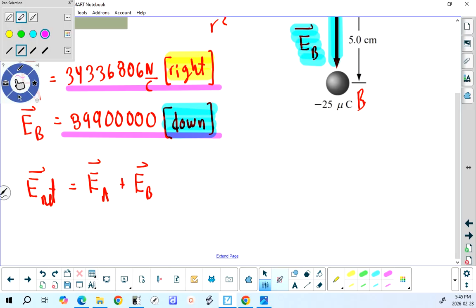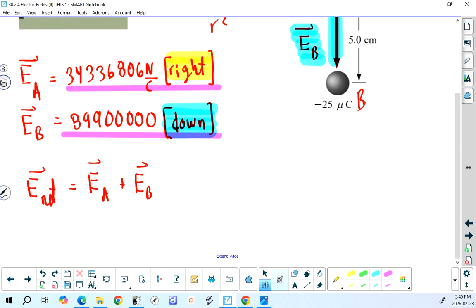Well, how do you add vectors? You add them being aware of the direction. If the two vectors are in the same direction, you simply add the magnitudes. This goes back to Physics 20. If the two vectors are in opposite directions, then you take the larger magnitude and subtract the smaller. If they're not in the same direction and they're not in opposite directions, then you ask yourself, if I draw them tip to tail, will that lead me to the net vector?